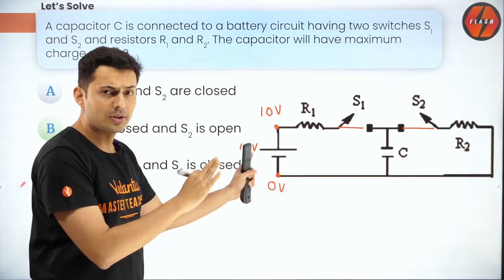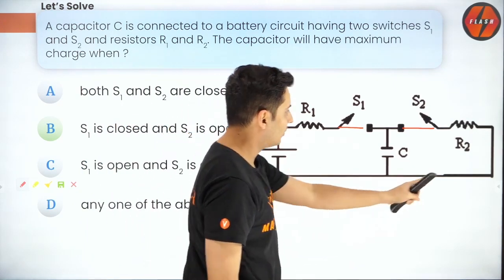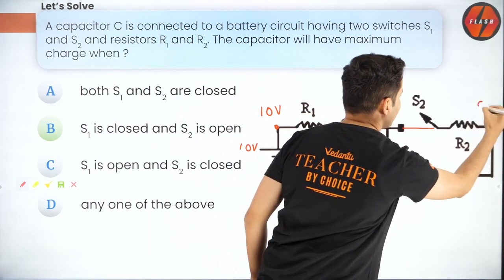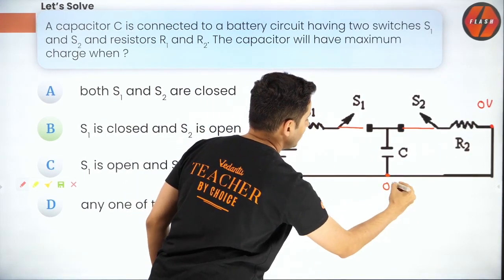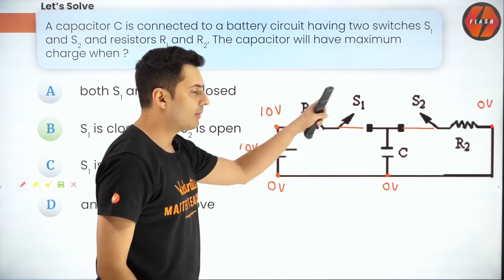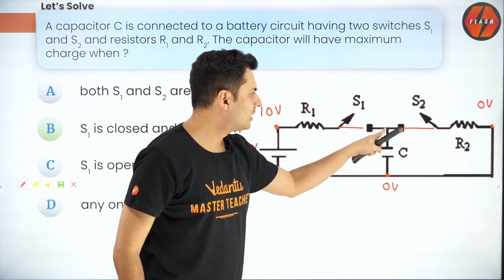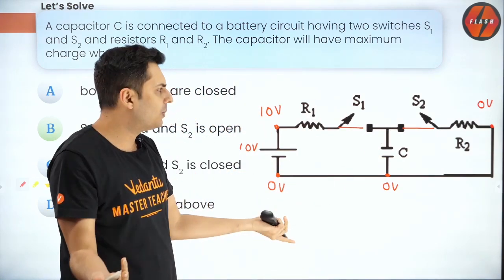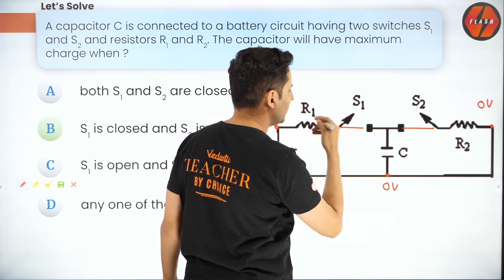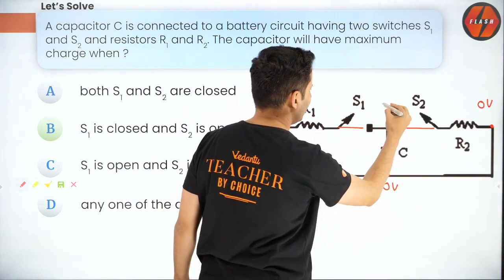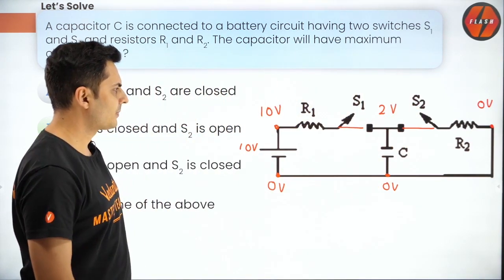It's best to do this using an example, then you will understand it clearly. Now, if this is 0 volt, even this point is 0 volt because this is the same wire and this is also 0 volt. Correct? You can mark the potentials very easily. Now, if this is 10 and that is 0, this will be somewhere in between. I don't know how much it is, but it will be somewhere in between, let's say 2 volts or 4 volts or something like that.